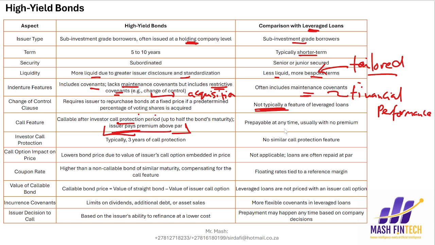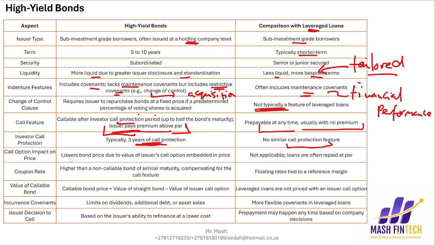For leveraged loans, these are payable at any time and usually with no premium. So usually these are going to be paid at par. Investor call protection is typically 3 years of the call option. So from 3 years going on, that's when you have the call protection for high yield bonds. And there's no similar call protection feature in terms of leveraged loans.